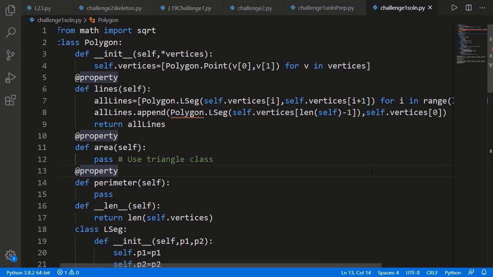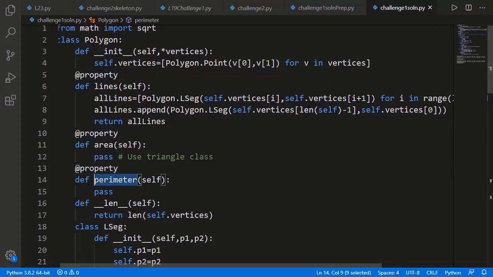I think I misplaced one brace. And now it is fine. Having all line segments, the perimeter calculations are very simple. We have the absolute method defined for a line segment as its length, and we simply need to add the lengths of all line segments.